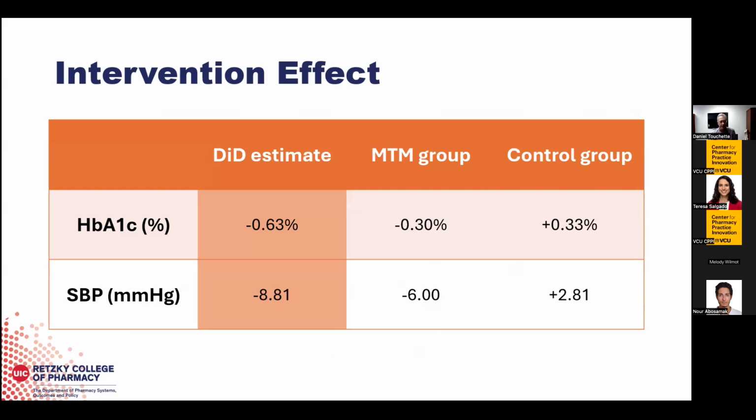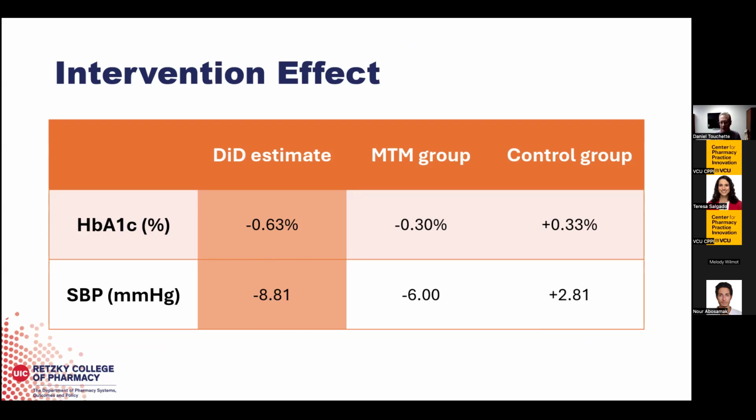For the intervention effect, we evaluated only those patients with diabetes. So the numbers are a little bit different than what you may have seen in the previous analysis for the hypertension piece of it. But because so many of our patients did have an elevated systolic blood pressure, and the MTM program actually did lower systolic blood pressure to a greater degree than was observed in the control group, we also built blood pressure into our model. So we saw a 0.63% reduction in hemoglobin A1C overall, and an 8.81 reduction in systolic blood pressure.